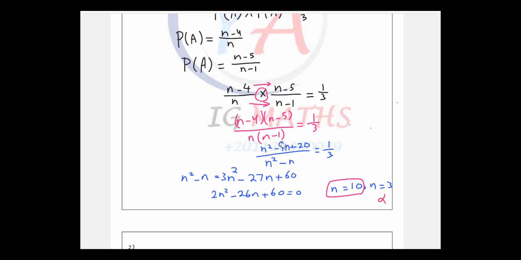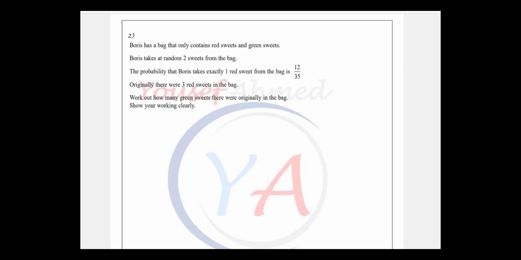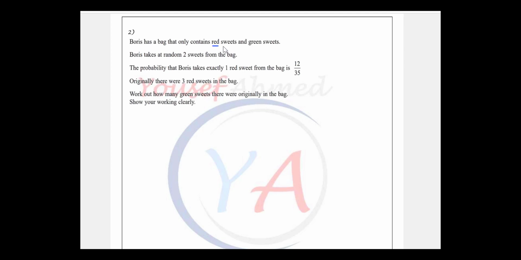In question number 2, let's adjust this one. Question number 2 says, Boris has a bag that only contains red sweets and green sweets. Boris takes at random 2 sweets from the bag. The probability that Boris takes exactly one red sweet from the bag is 12 out of 35. So he takes exactly 1 red. Originally, there were 3 red in the bag. Work out how many green sweets there were originally in the bag.